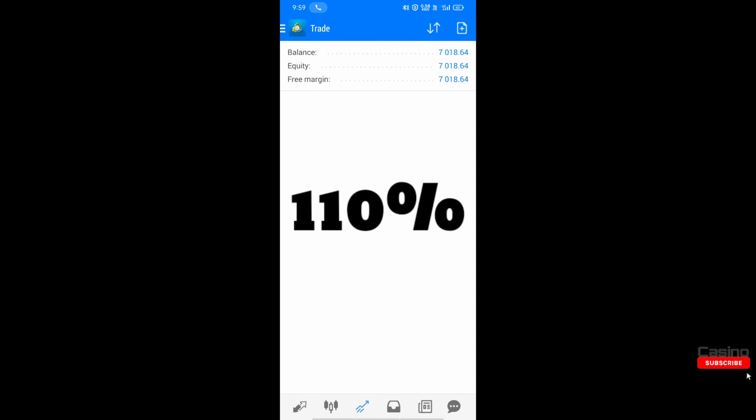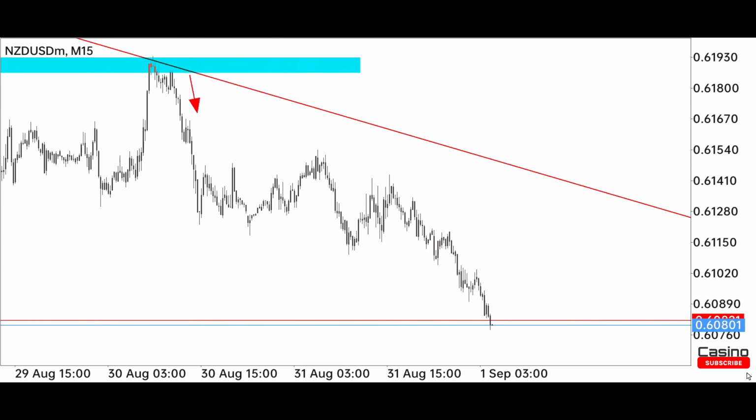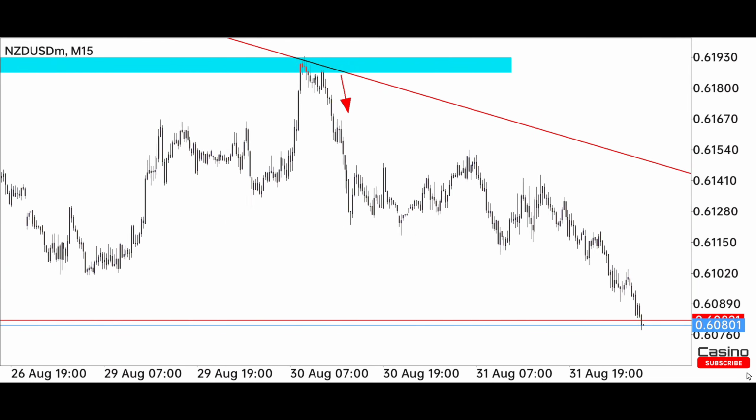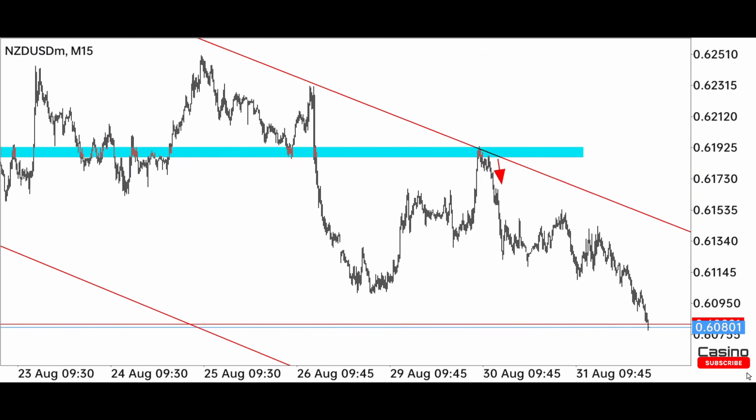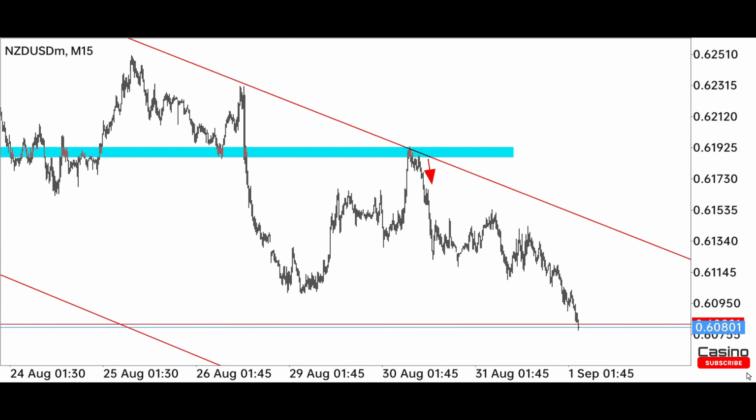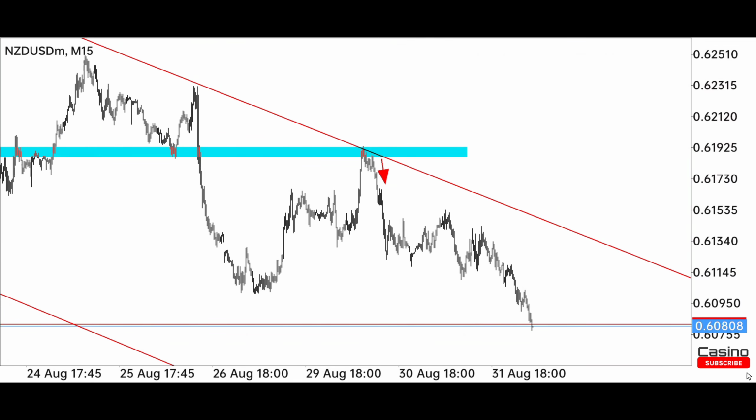We have grown our account by 110% with proper risk management. The balance before taking the trade was $3,200, which became $7,018. You too can become a profitable trader by using this strategy. It's a very simple strategy where you will find high probability trades. Always practice on your system, practice till you become the master of it.